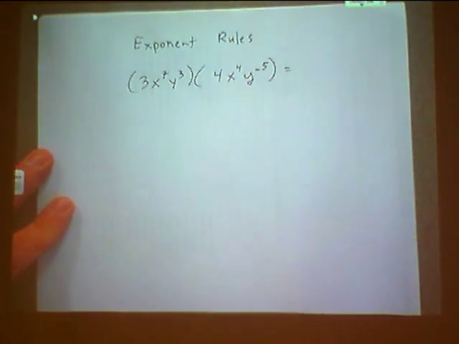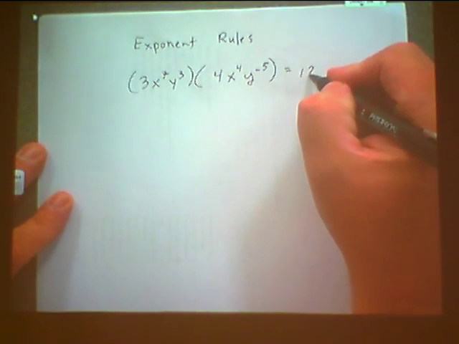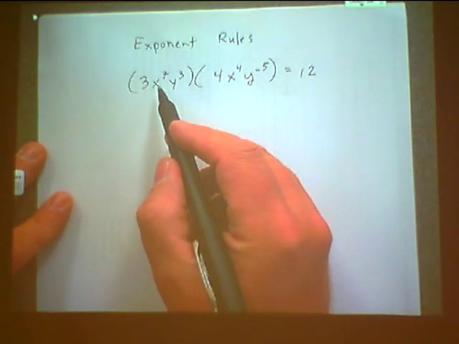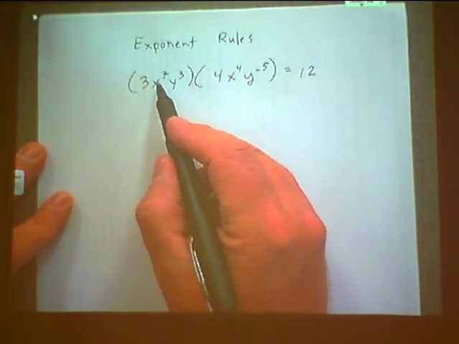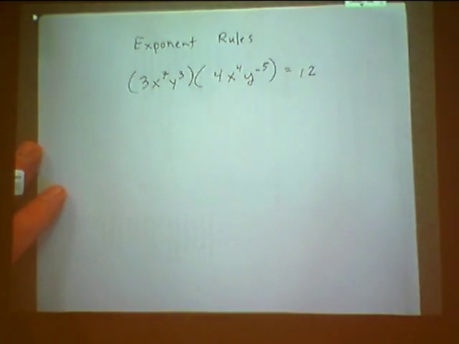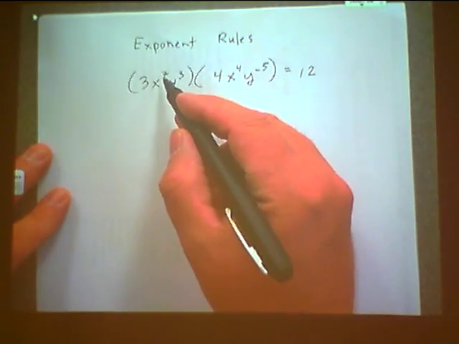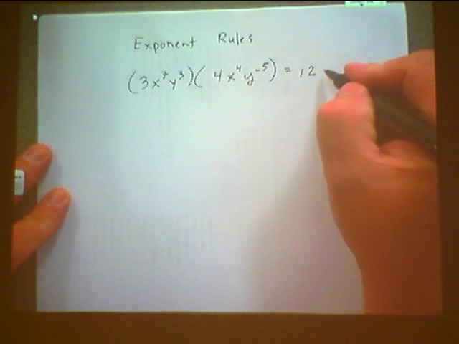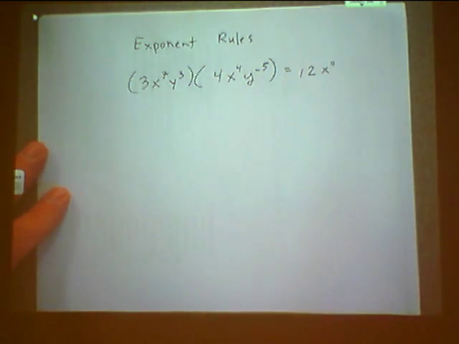I'm going to take the 3 times the 4. Remember, whenever you multiply many factors together, you can change the order. So I'm going to multiply 3 times 4, which is 12. Now let's look at the x's. X to the 7th times x to the 4th. Product rule says when you multiply two exponents with the same base, you add the exponents. So 7 plus 4 is x to the 11th.